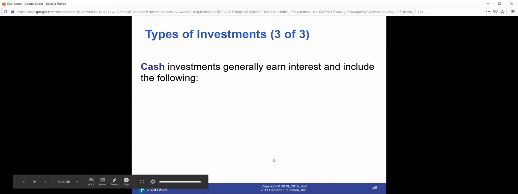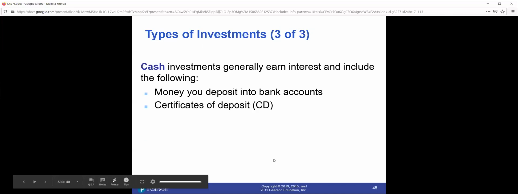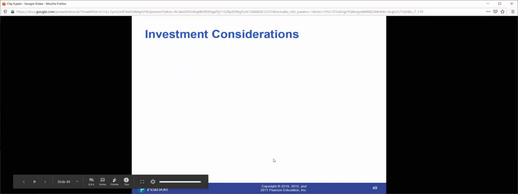And then technically a type of investment is cash. Cash investments generally earn interest and include money you deposit in a bank account, CDs, certificates of deposit, treasury bills if you want, and things of that nature. So overall, many different types of investment. This class, as you've been taking it, is not necessarily a finance class. This chapter 4 is a quick overview of the math behind finance. All this stuff is much more in depth. If you're interested, take a look at it on your own time.